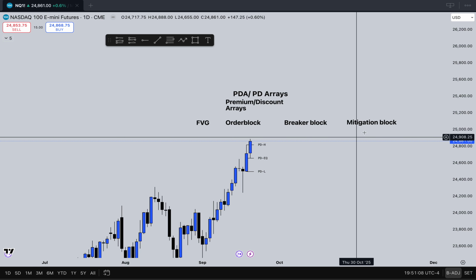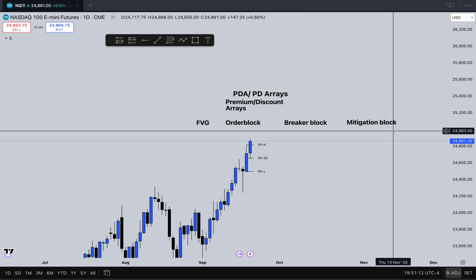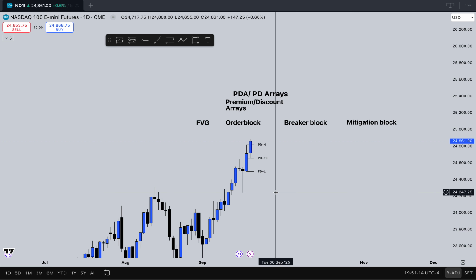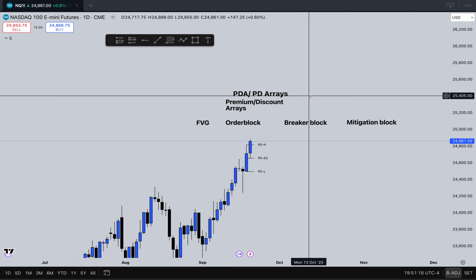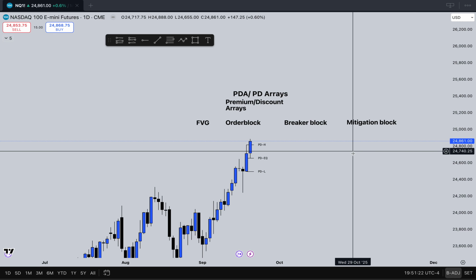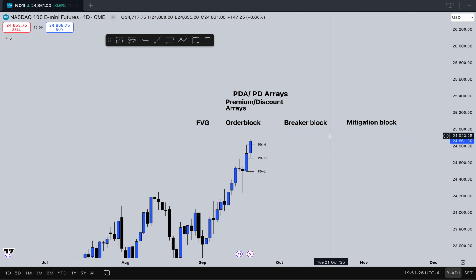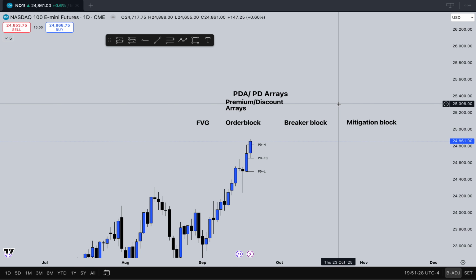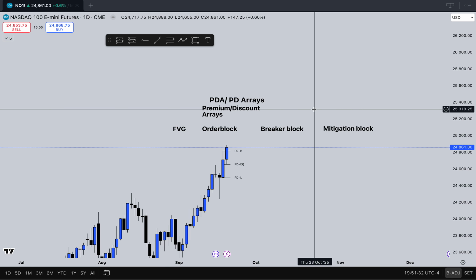Order blocks, breaker blocks, and mitigation blocks all kind of have the same concept to them, where the market dug into a discounted level and then blasted higher into a premium, or dug into a premium level and then pushed lower into a discount. So they are kind of easy to confuse, but we'll go over breaker blocks now, and I'll try to explain it pretty simply so that you can understand it.